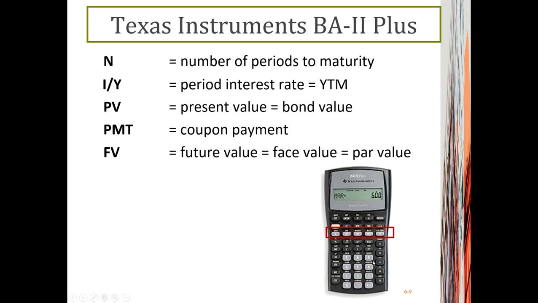And the fourth key here, PMT. PMT is a payment or periodic payment, and for bonds, that is the annual coupon payment or periodic coupon payment. And the last one, FV, of course, is the par value or principal of the bond, and typically FV is $1,000.